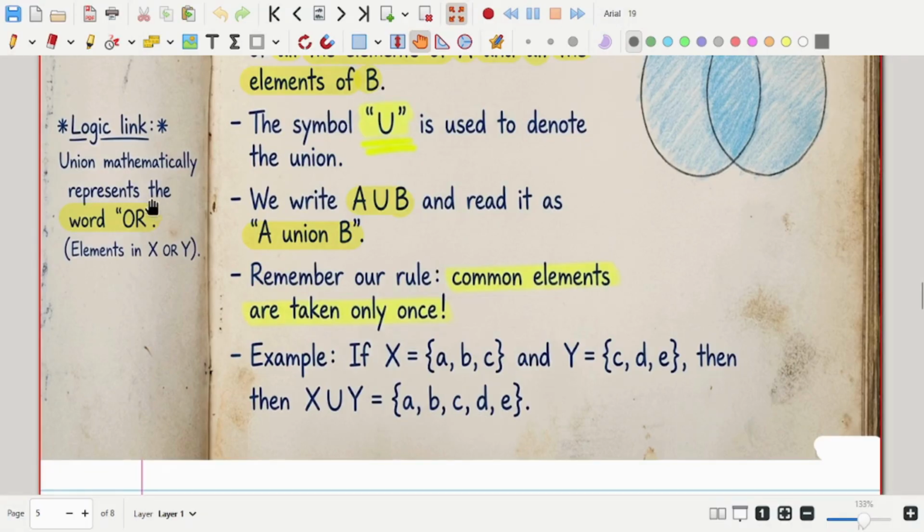Remember that the word OR mathematically represents the union and read it as element in X or Y. So OR means union.